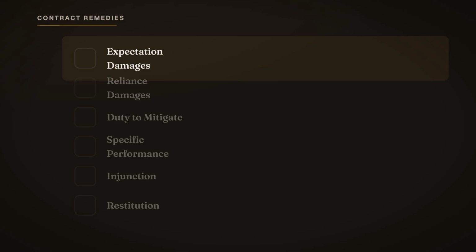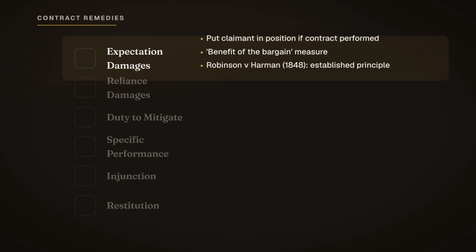The primary remedy in contract law is expectation damages. The goal, as stated in Robinson v. Harmon in 1848, is to place the claimant in the position they would have been in had the contract been performed. This is sometimes called the benefit of the bargain measure. You're not just recovering what you spent, you're recovering what you expected to gain.